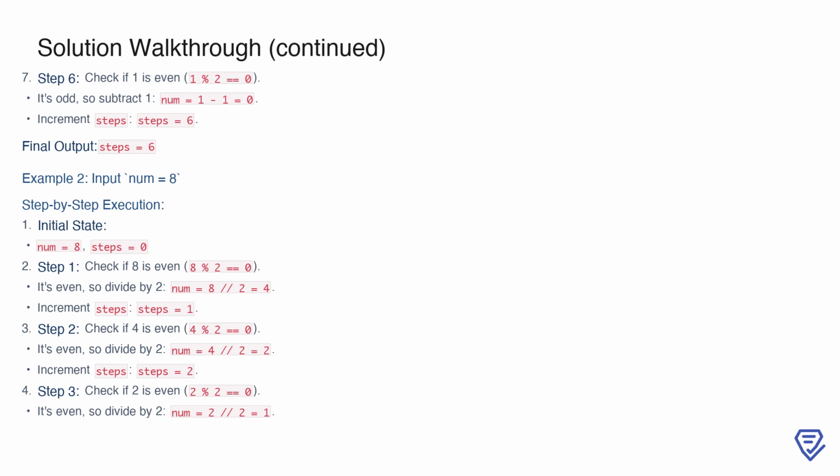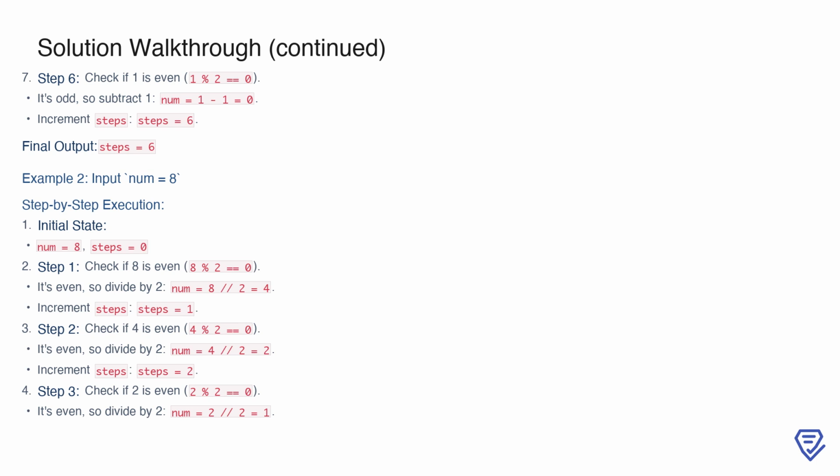Moving to the next example, the input number is 8. Initially, number equals 8 and steps equals 0. We begin by checking if 8 is even, and since it is, we divide it by 2 to get number equals 4 and increment the step count to 1.